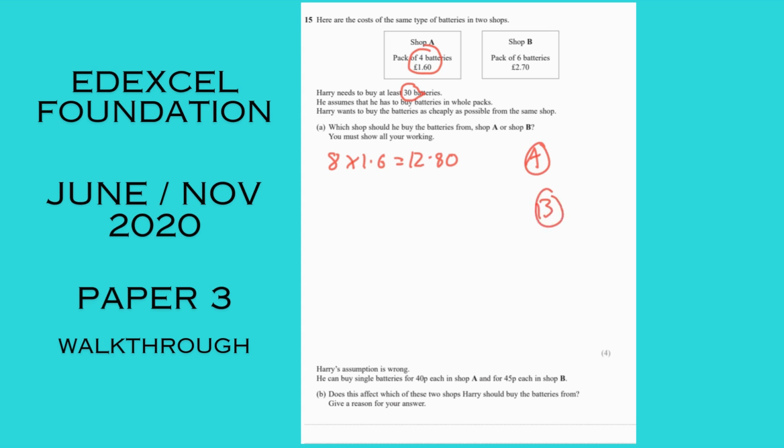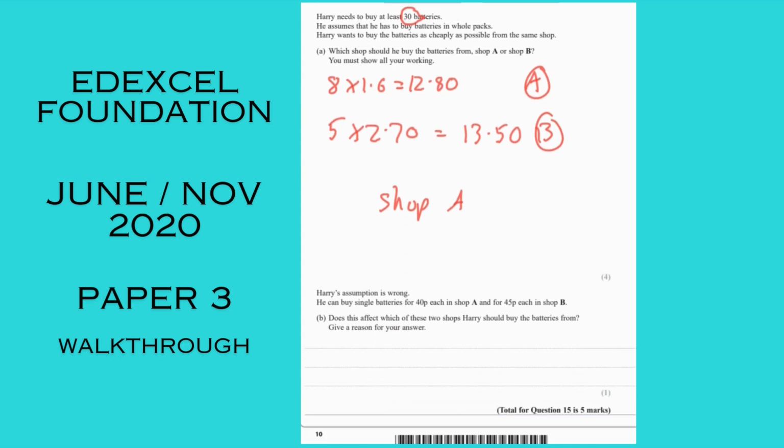What about shop B? Packs of 6 to 30. That means they're going to need 5 of them. And that's going to cost £13.50. Not as cheap. So we'll go to shop A, thanks. Nice and cheap. Harry's assumption is wrong. You can buy single batteries from shop A. Now that would actually make shop A cheaper.